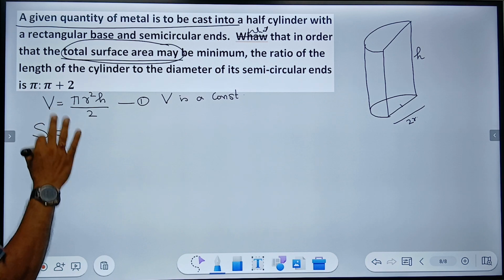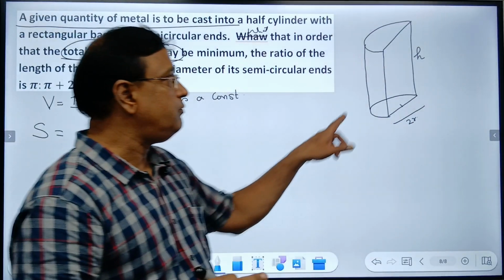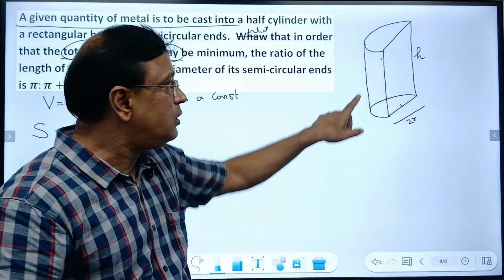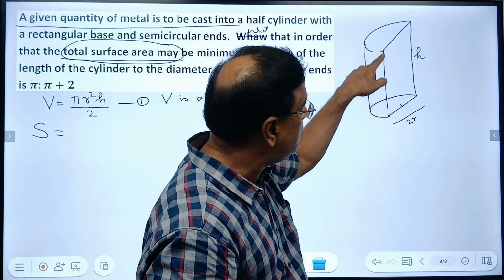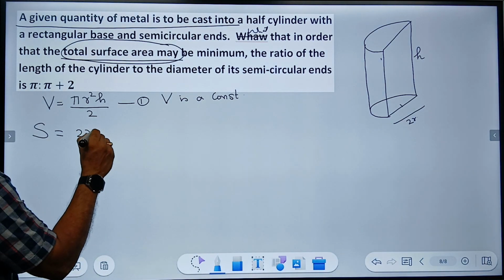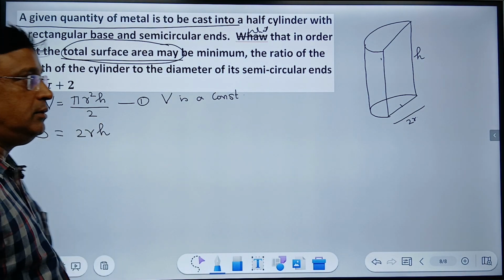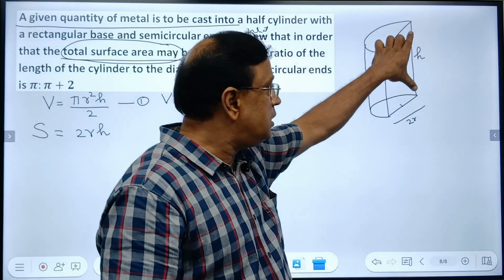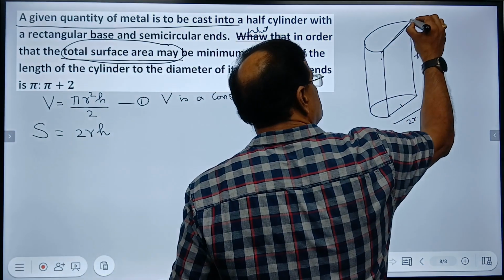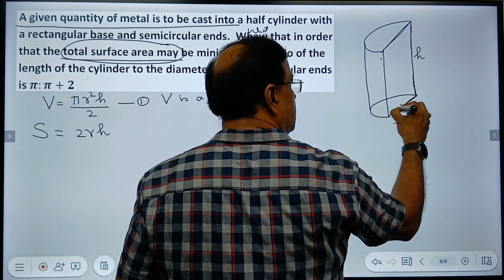So what is total surface area? Let's go one by one. The total surface area comprises of this base, the rectangular portion. So what is area of the rectangular portion? The area of the rectangular portion will be length into breadth. Am I right? Length is 2r, breadth is height. So I have completed this rectangular portion. This rectangular portion area is covered.